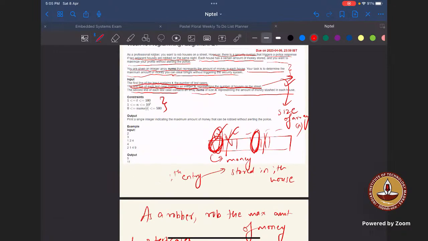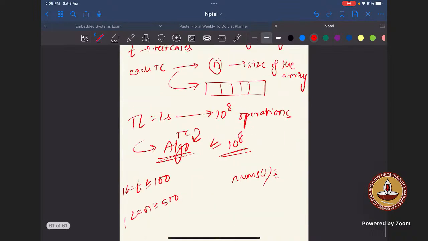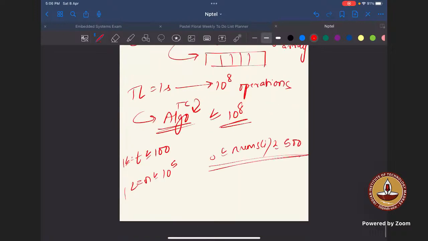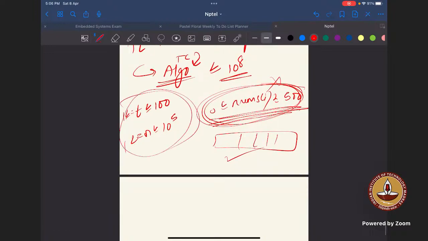We have t, we have n, and we have nums of I. So t is from 1 to 100, n is from 1 to 10 power 5, and nums of I is up to 500. So our algorithm will definitely not consider nums of I because these are the array entries. So we need not take care of this. It's just a constant.